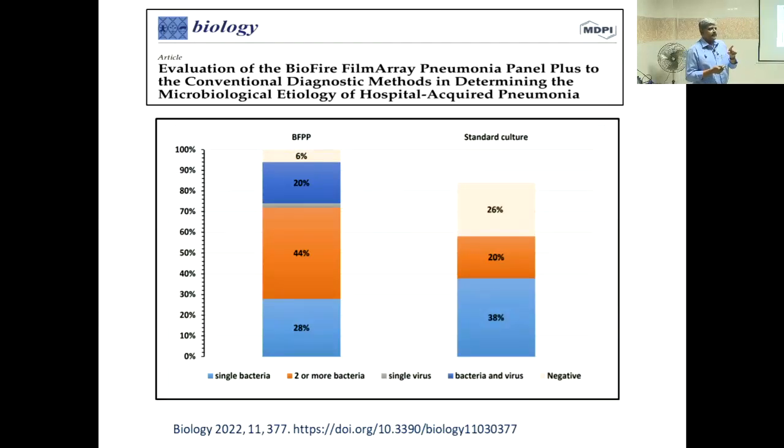So whenever you do a PCR, it's very important what kind of sample you process. The respiratory tract is not a sterile sampling site. So you can have colonizers sitting in there.